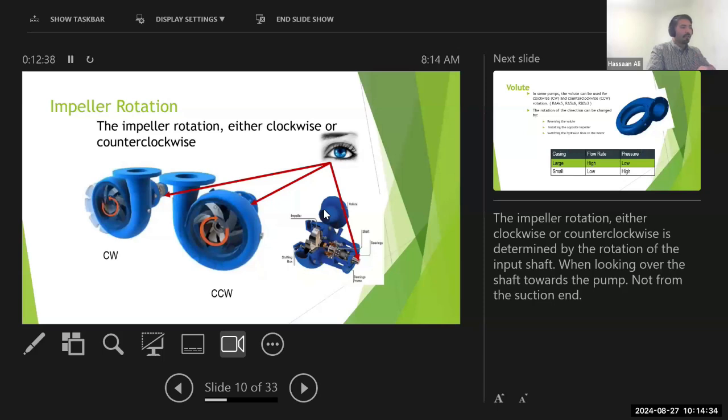Impeller rotation is very important. You can go to a site or an industry, and they will ask you whether the pump is rotating in a clockwise manner or an anti-clockwise manner. The key is that you need to see the rotation of the shaft from the prime mover side. Don't see it from the suction side. The prime mover will be on the opposite side of the suction, and from there you can see what direction your shaft is rotating. If the shaft is rotating in a clockwise direction, then it's a clockwise pump. If it's rotating in an anti-clockwise or counterclockwise direction, then it's a CCW pump. So you have to look from the shaft that is coming from the prime mover and not from the eye of the impeller.